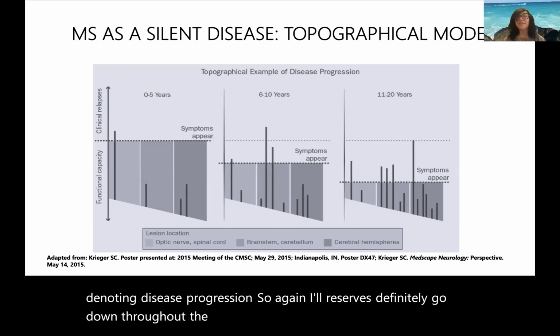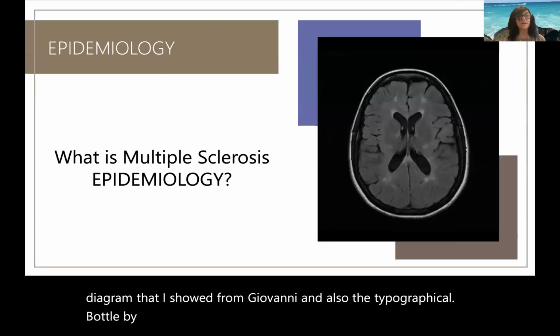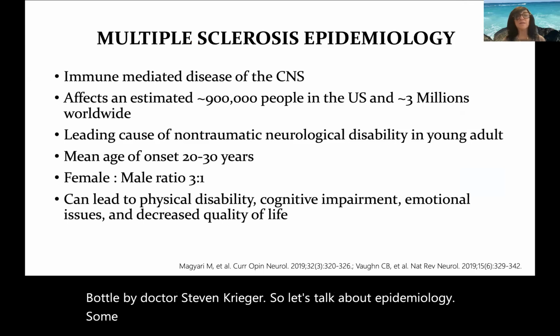So MS is not a silent illness, based on the diagram that I showed from Giovanni and also the topographical model by Dr. Stephen Krieger. So let's talk about epidemiology. Some general markers of the disease.